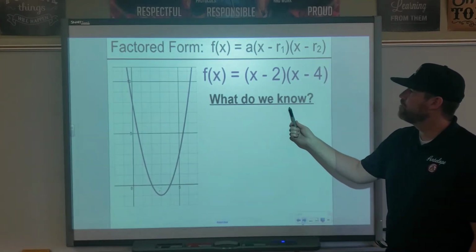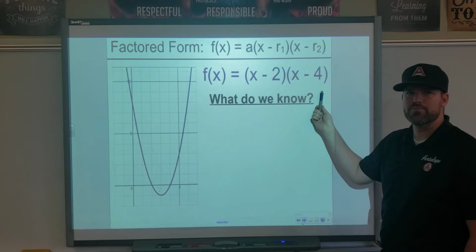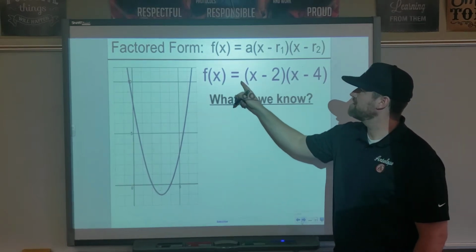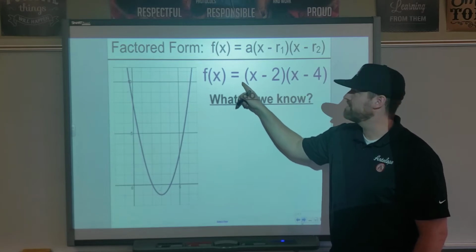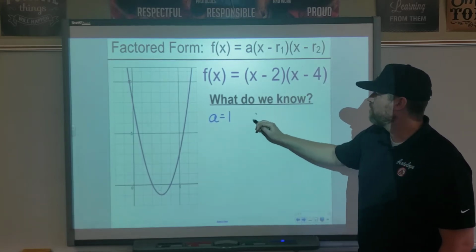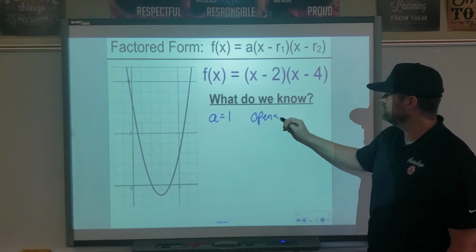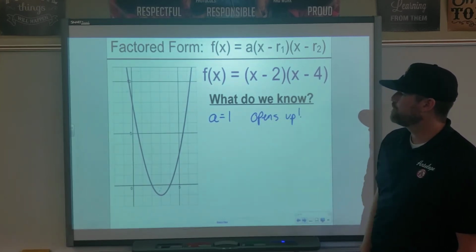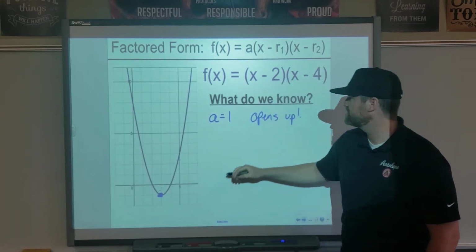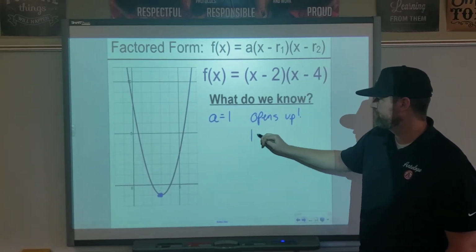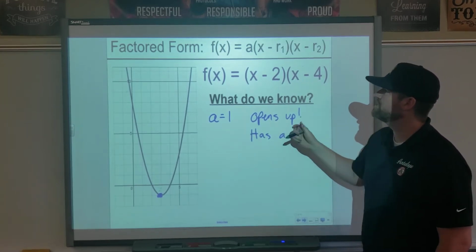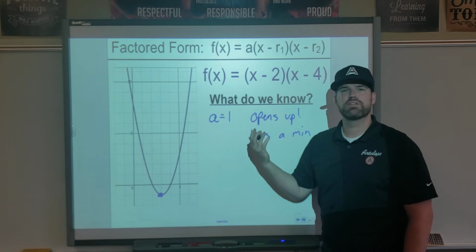What do we know from factored form? So from factored form, we know two main things. We know that because it's positive in the front, that's our a value, our a is 1, we know the graph opens up. And if it opens up, like this one opens up, it means we have this point down here, which is called a minimum. So every function in factored form will tell me if it opens up or down.